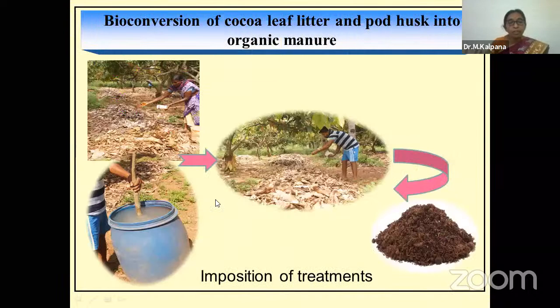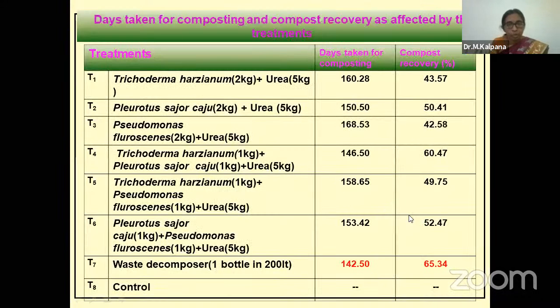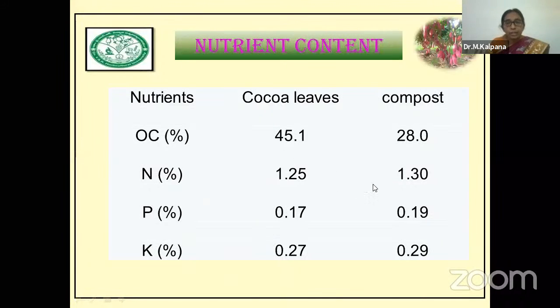We had very good results with the waste decomposer, which took almost 4 months to decompose this cocoa palm waste into a good organic manure with a nutrient content of 1.3% N, 0.19% P, and 0.29% potash. This compost can be recycled back into the system.